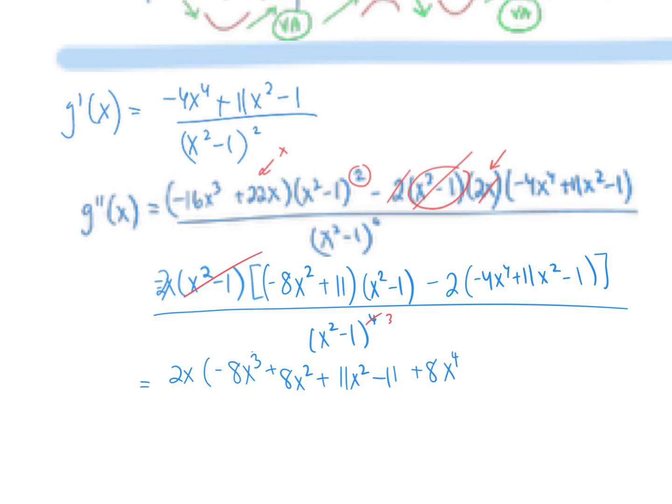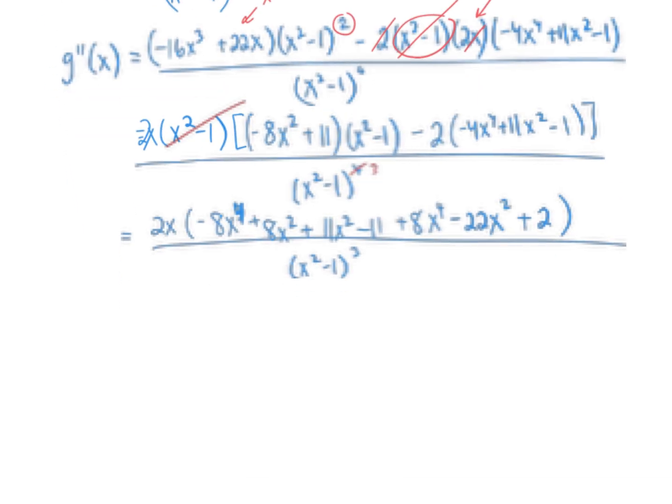and then plus 8x to the 4. Oh, actually, sorry. There should have been a 4 here. X squared with x squared. And then minus 22x squared plus 2. And now to collect like terms, these cancel. So we have 8 plus 11, we have 19x squared, and then we're subtracting 22x squared, so we have negative 3x squared, and then negative 11 plus 2 is negative 9.